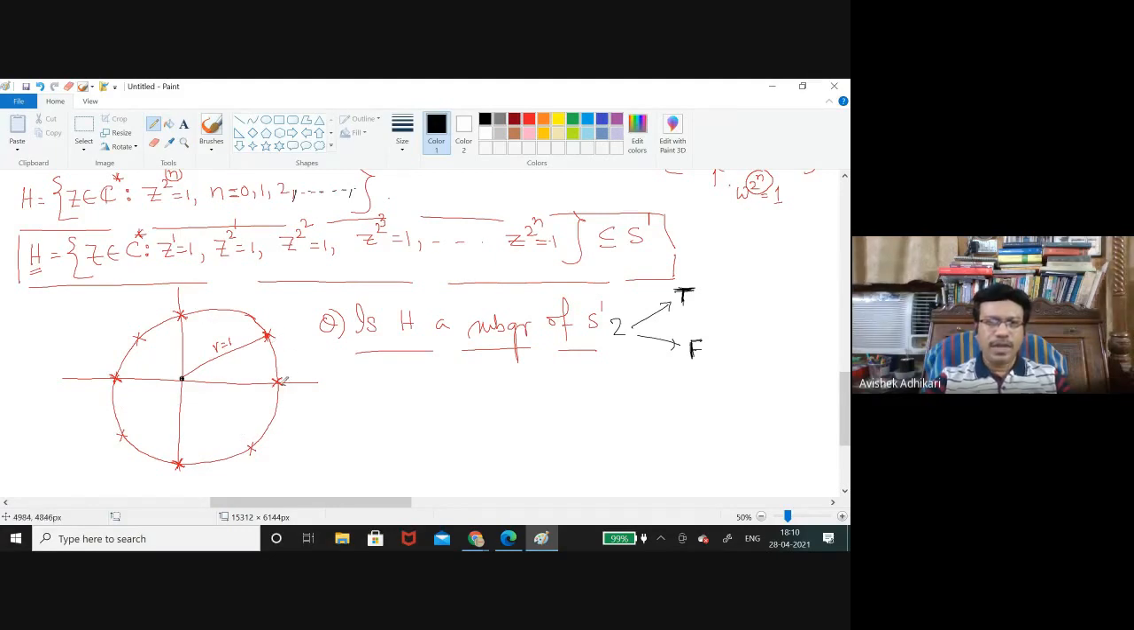But again, if I consider 2 to the power 4 equal to 1, then again some more extra points will join and so on. But still, you cannot go out of S1. My question is, is this H a subgroup of S1 or not? It's a subset, there is no doubt about that. But is it a subgroup or not? What do you think?